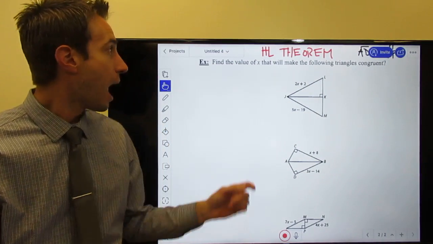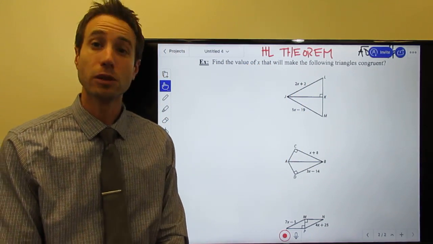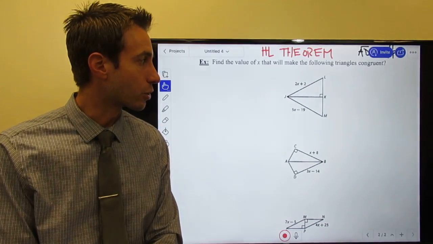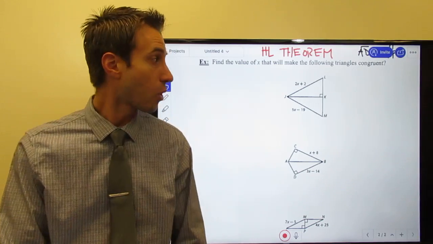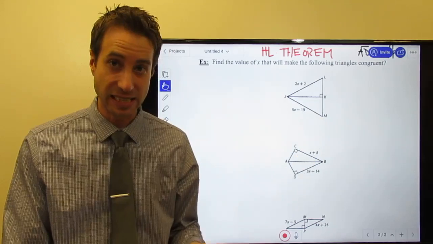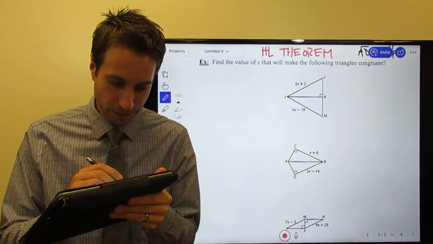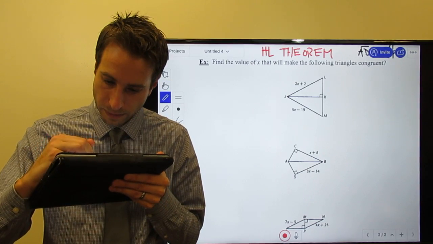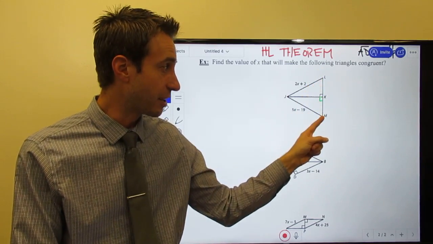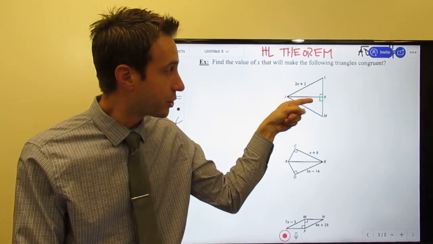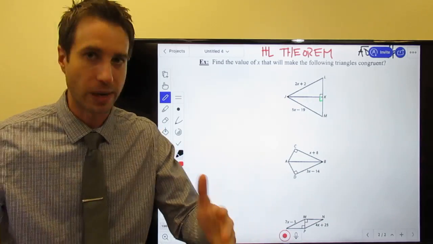Okay, here's what we've got. I want you to find the value of x that will make the following triangles congruent. Well, here's what I know. I have a right angle, so that means I have right triangles, right? If angle K is 90 degrees, and this is a straight line, I also know that the other angle has to be 90 degrees. If this is 180 degrees and that angle's 90, these two angles have to sum to 180, so 90 plus 90, 180. Pretty easy stuff.